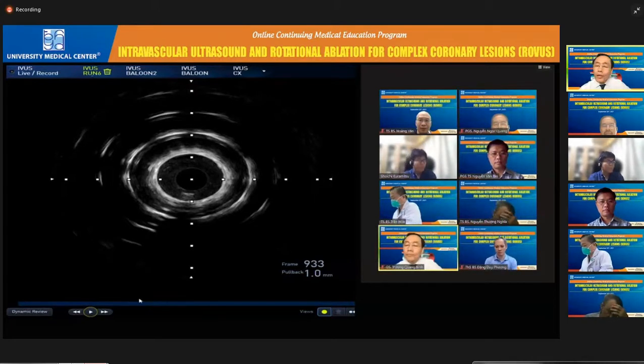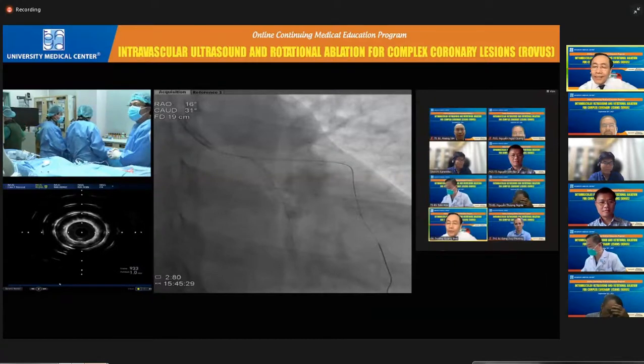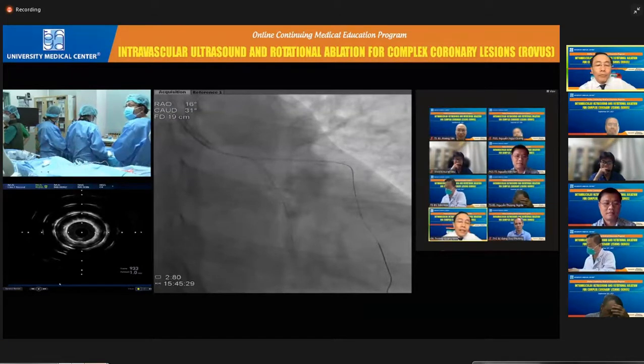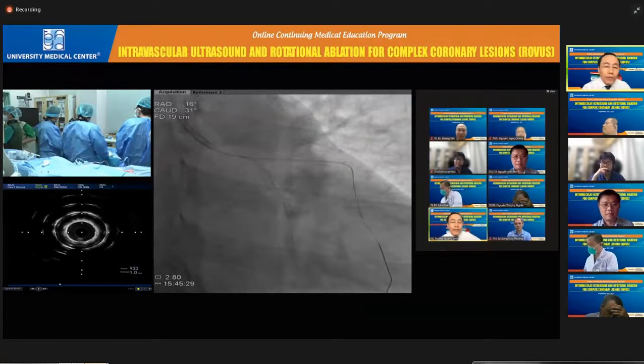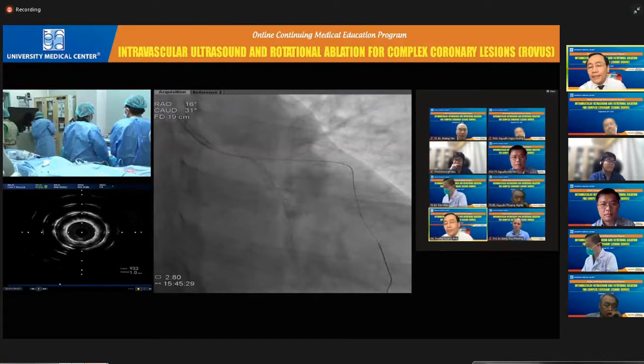And I know Professor Hồ Tường Dũng and Professor Nguyễn Văn Tấn are very interested in the DK crush technique. What do you think about this case? Now we need to rewire for the circumflex. What kind of wire can you use in this case, and where, the proximal or distal of the circumflex, can you use the place for rewire?